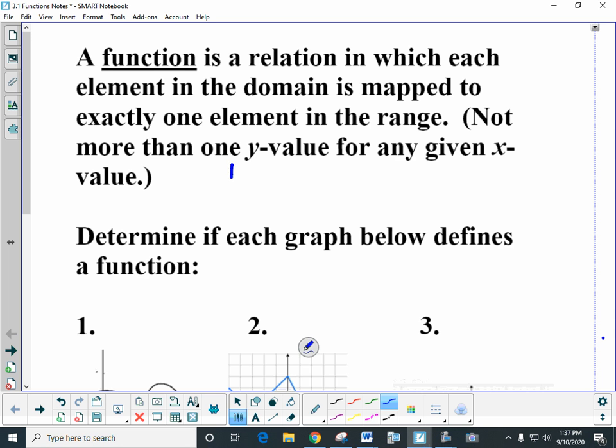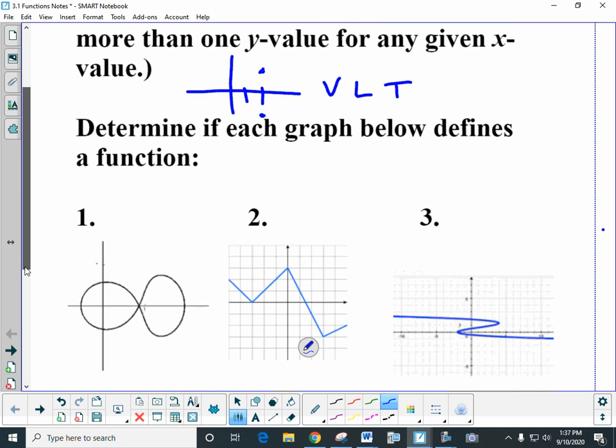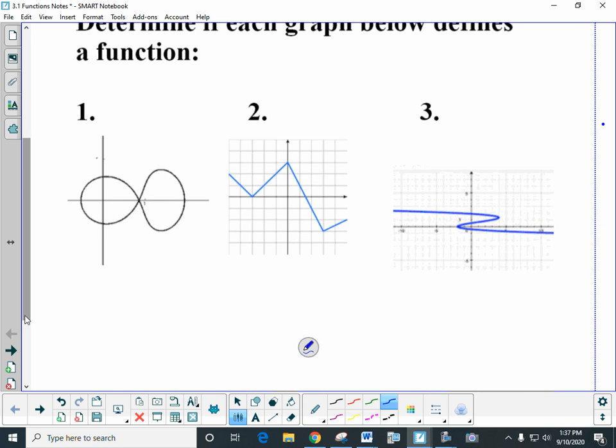So for example, if I had x equals 2, I can't have a value up here at some positive value and a value down here at some negative value, because then it fails the vertical line test. Hopefully that phrase sounds familiar to you. So what we're going to do is look at these three examples, and determine if the graph is a function, if the relation is a function.